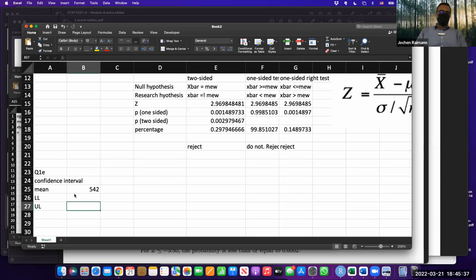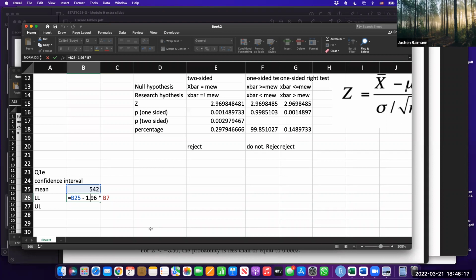And the lower limit is calculated as 542 minus 1.96 for the z-score, multiplied by the standard error of the mean, which is B7. So this gives us a lower limit of 514.3. B25 minus 1.96 multiplied by B7. This is the mean. This is the z-score, that critical value of 2.5% to the left. This is B7, that's the standard error of the mean.